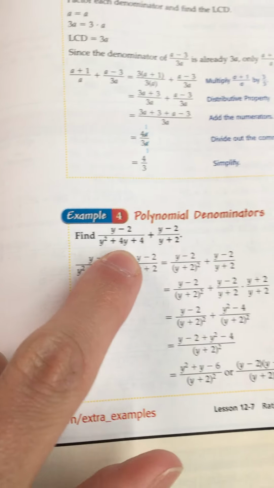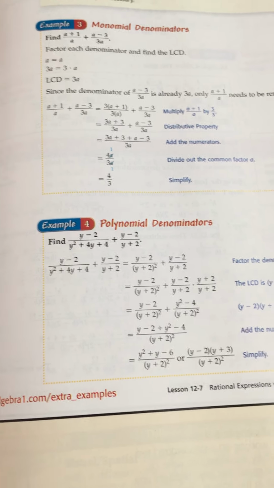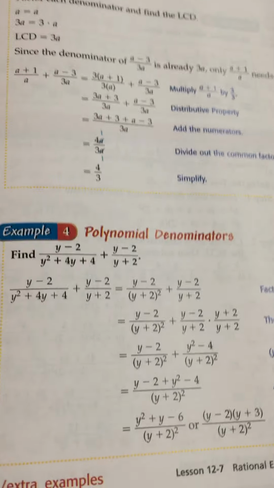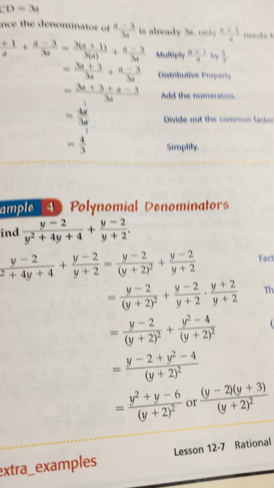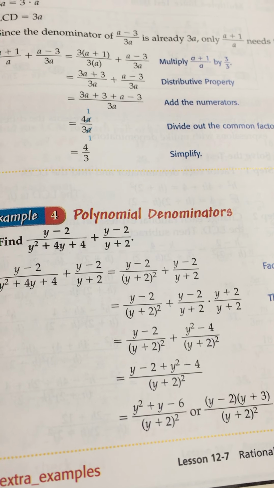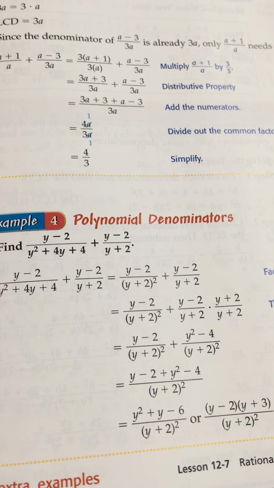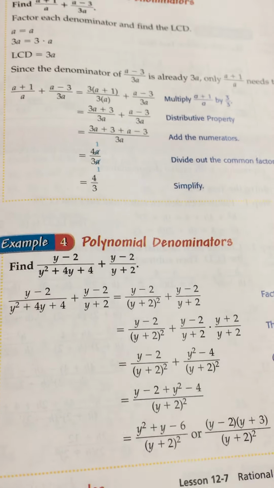this one's a little bit harder. We got y minus 2. Let me see if I can probably do this one for you guys to help you out so you don't have to sit there and look at the book. Wait 1 second. All right. So we're doing the same thing. We got y minus 2 over y squared plus 4y plus 4 plus y minus 2 over y plus 2.